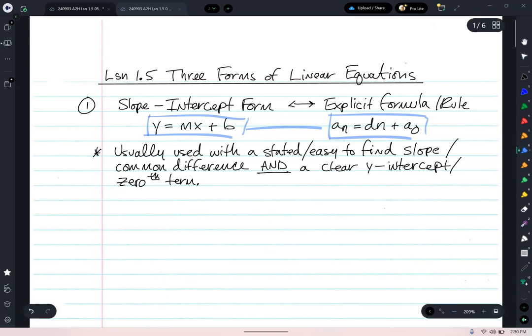Again, we can do a little underlining here. Like slope and common difference, we now know are the same thing. And our y-intercept and our 0th term are the same thing. So we're connecting those two views, the Algebra 2 language and the Algebra 1 language.